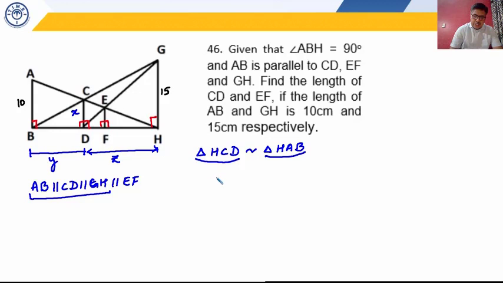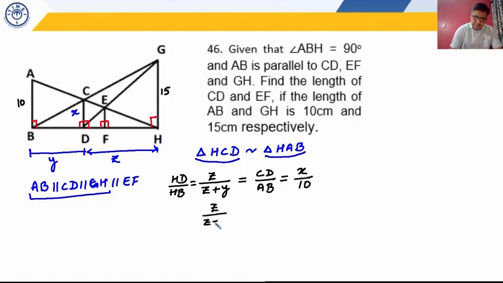So HD upon HB means Z upon Z plus Y. Can I say Z upon Z plus Y means HD upon HB is equal to, can I say, CD upon AB? CD upon AB is equal to X upon 10. So Z upon Z plus Y is equal to X upon 10, which is my equation number 1.